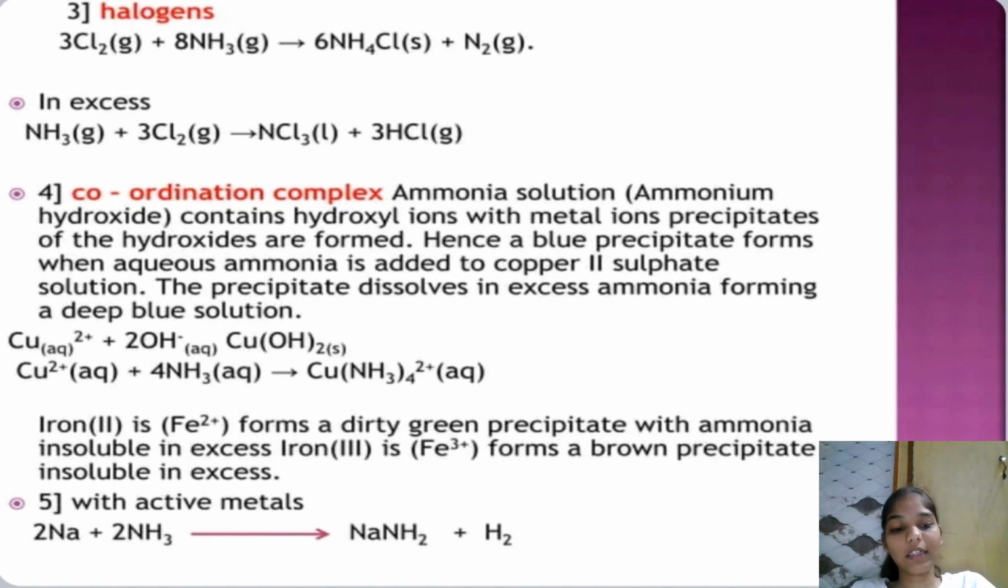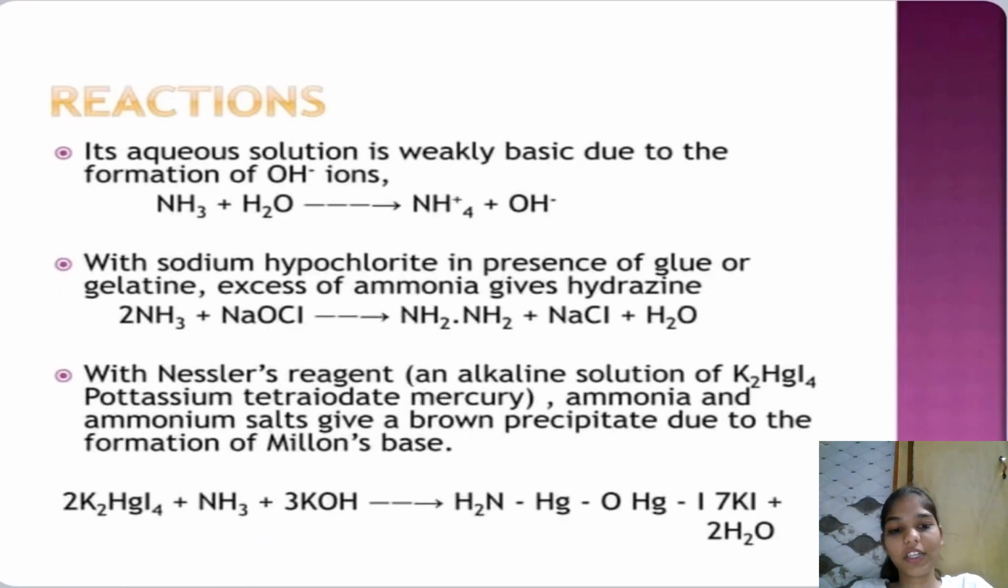Fifth is with active metal. When ammonia reacts with an active metal like sodium, we get sodium amide plus hydrogen gas. Next are some reactions. Its aqueous solution is weakly basic due to the formation of hydroxyl ions. When ammonia reacts with water, we get NH4 positive plus OH negative. Due to the presence of OH negative, the solution is weakly basic.